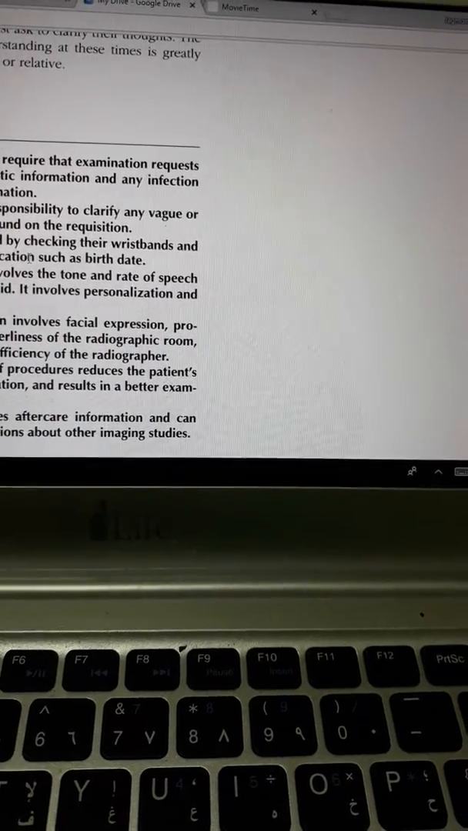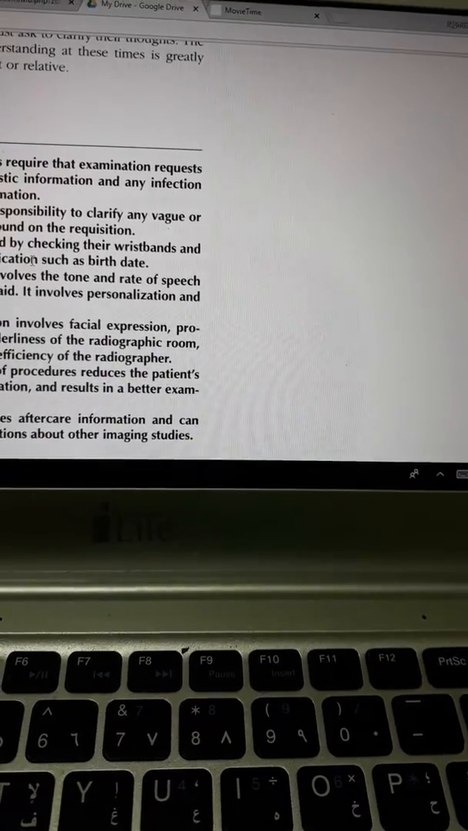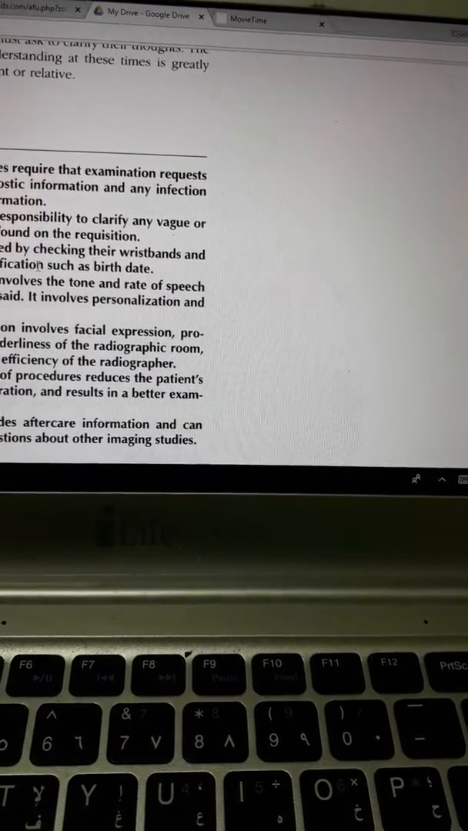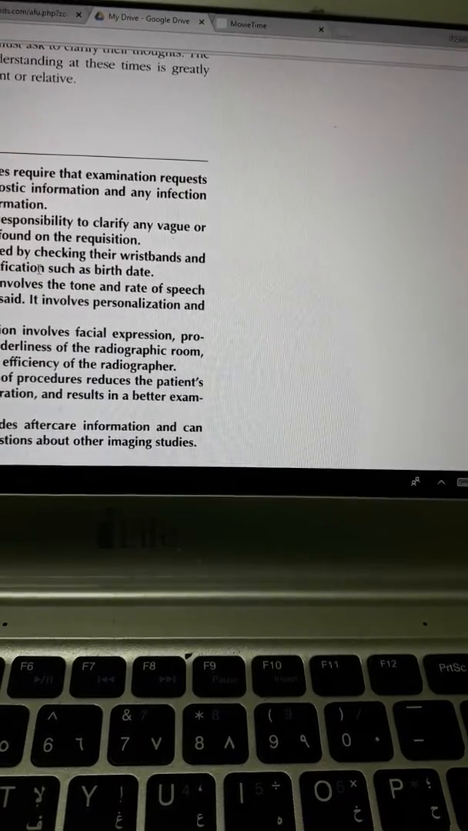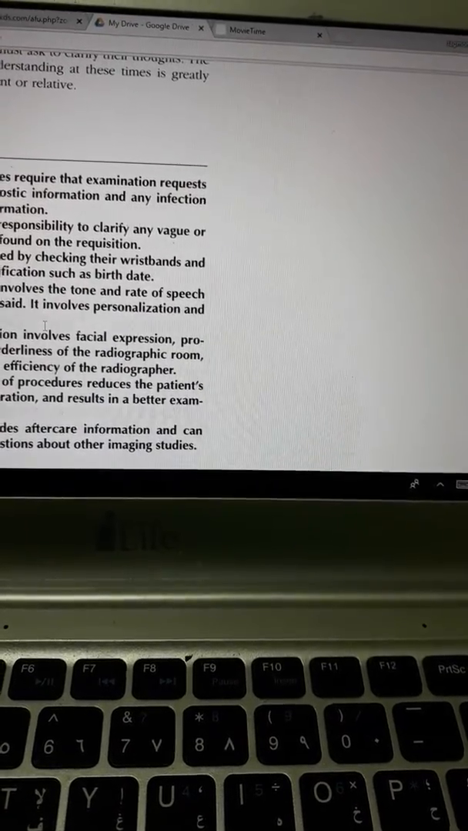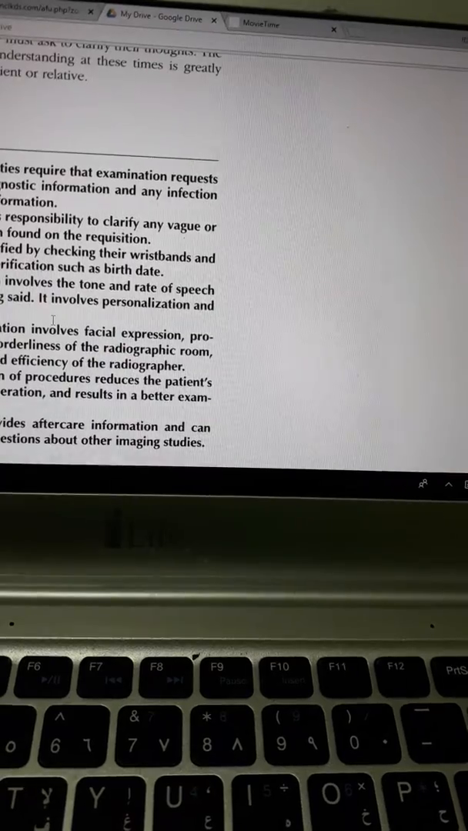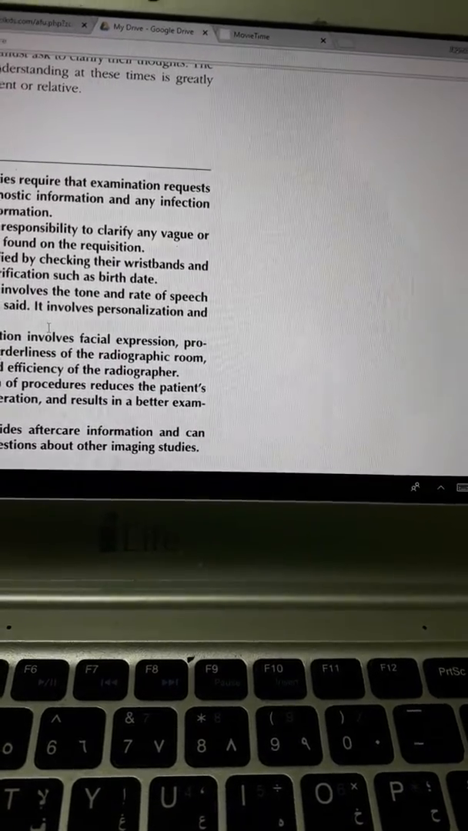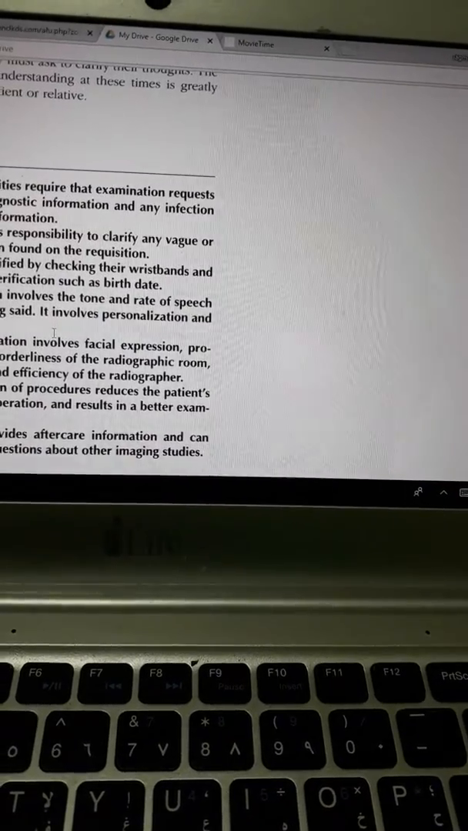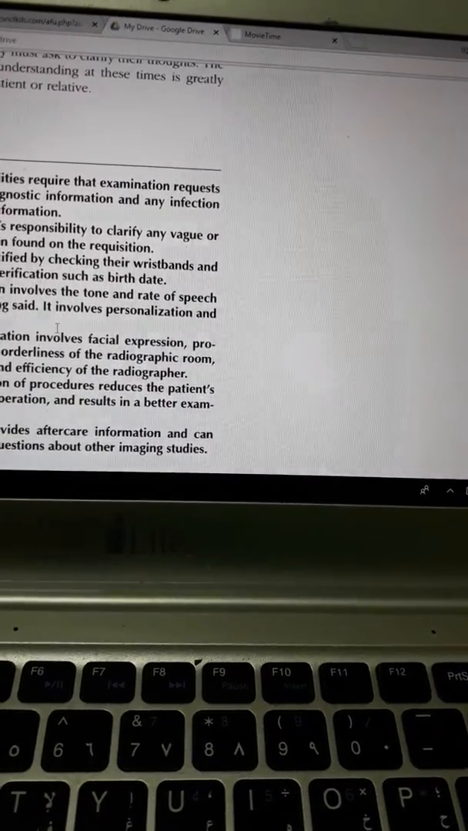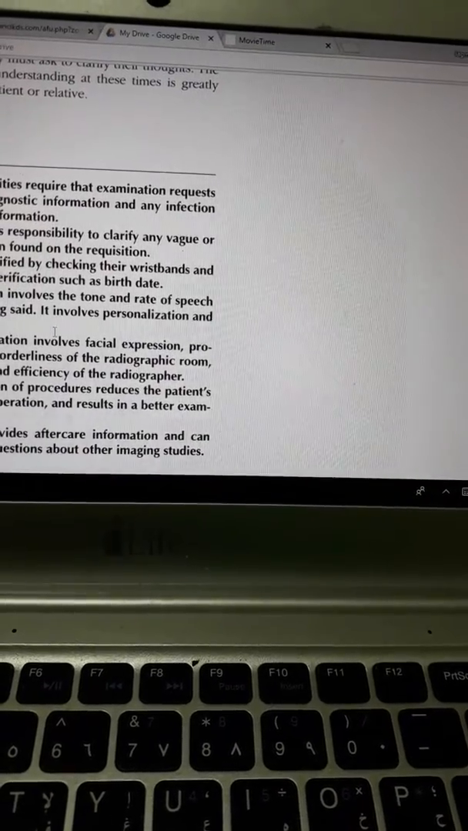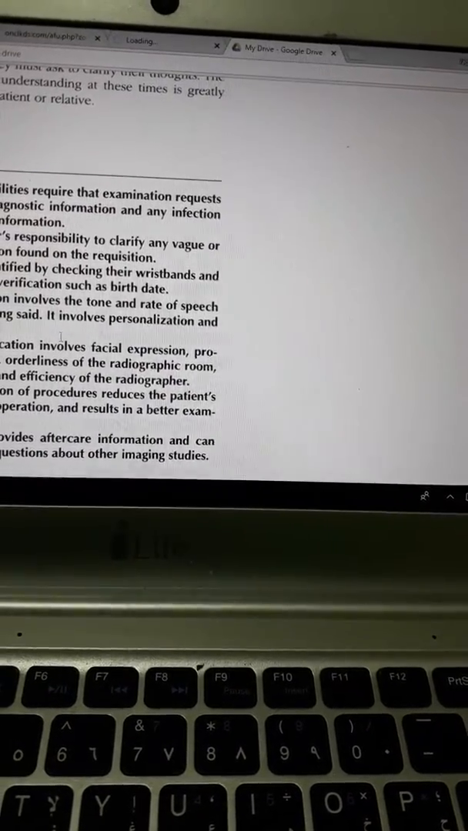Third, the patient must be identified by checking their wristband and requesting a second verification, such as date of birth. Verbal communication involves the tone and rate of speech as well as what is being said. It involves personalization and respect.